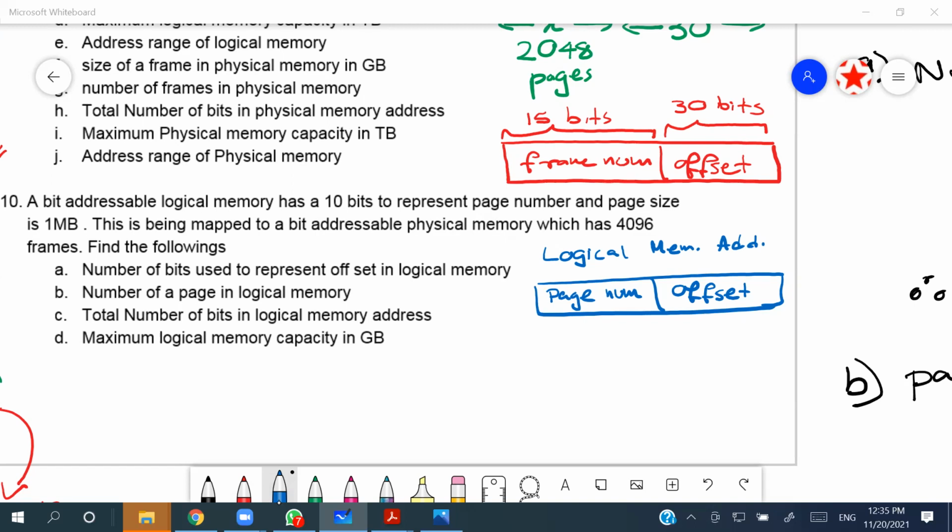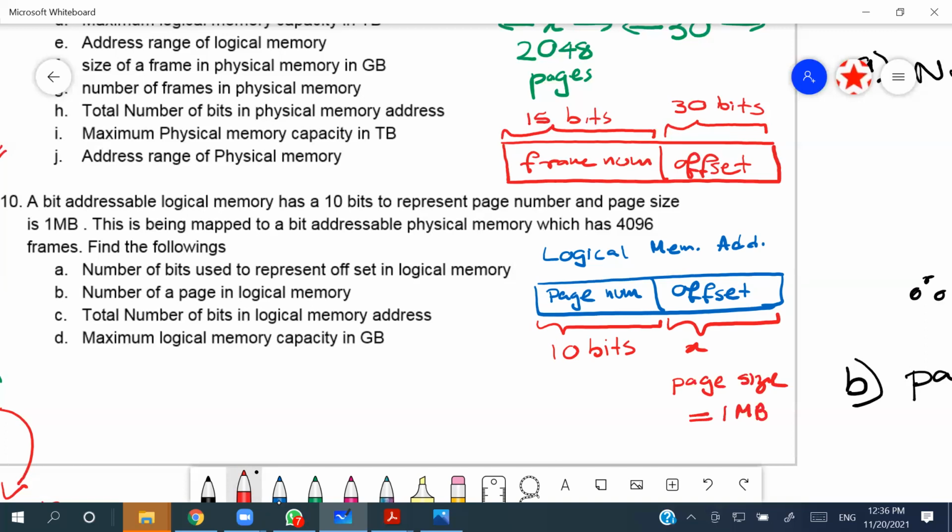Right. So sorry for the disturbance, people. This says 10 bits to represent the page number. So this has 10 bits. And we don't know how much there is for the offset. Let's take it as X. And it says there is 1 MB size of a page. So page size equals 1 MB.